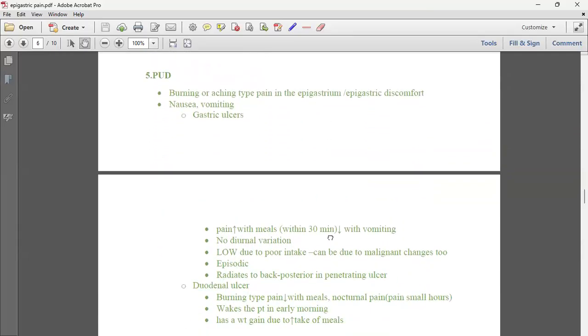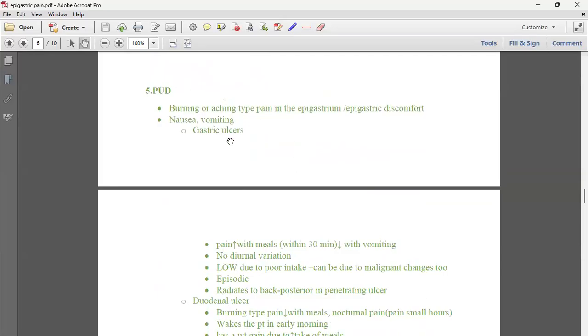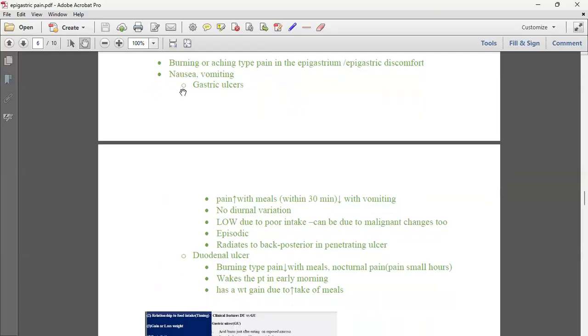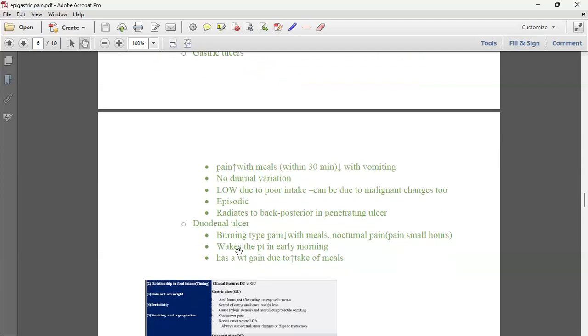Okay, another important differential, not confined to the hepatobiliary system, is peptic ulcer disease. With chronic epigastric pain, you have to definitely exclude this. How you do that: it is a paining or aching type of pain associated with nausea and vomiting, and there is a relationship with meals. With gastric ulcers, pain increases with meals. With duodenal ulcers, pain will reduce. Usually duodenal ulcers cause a nocturnal or early morning type of pain; the patient wakes up in the night with pain.